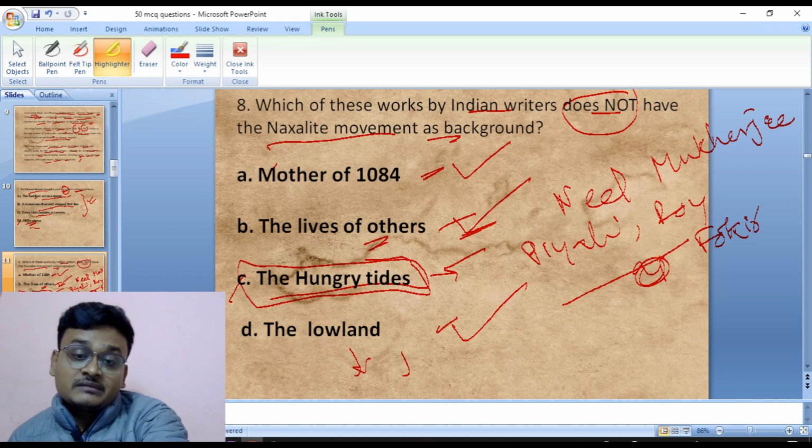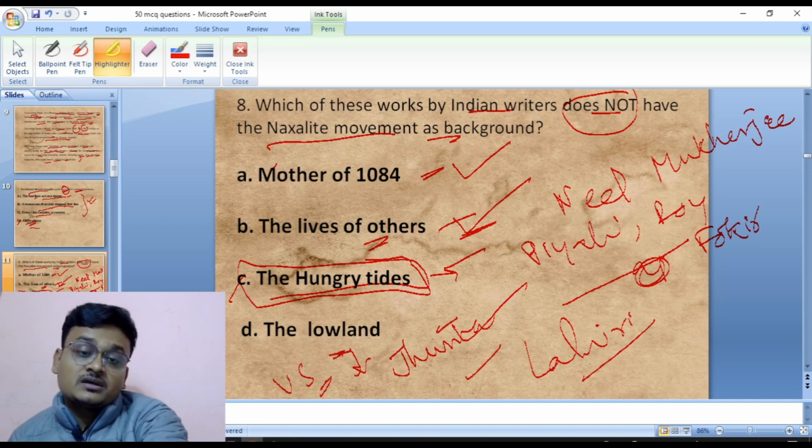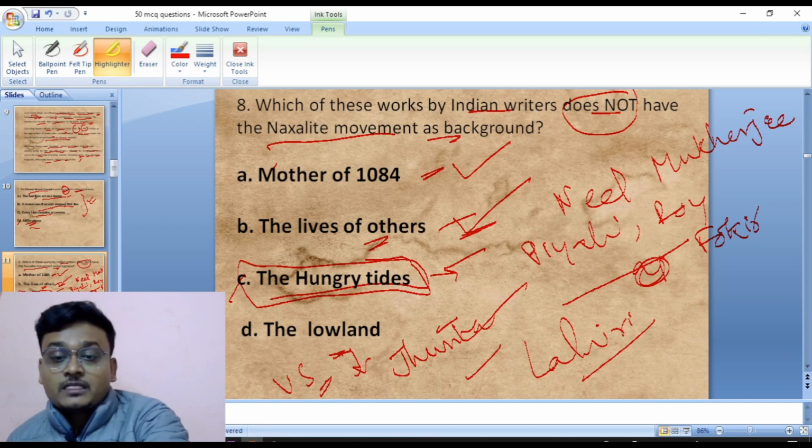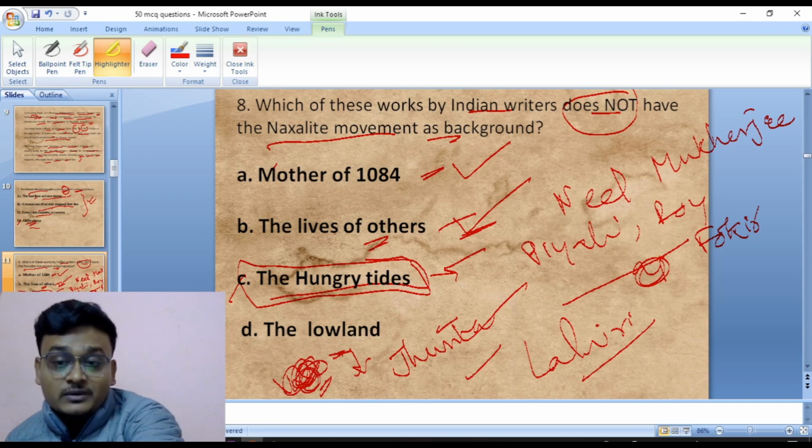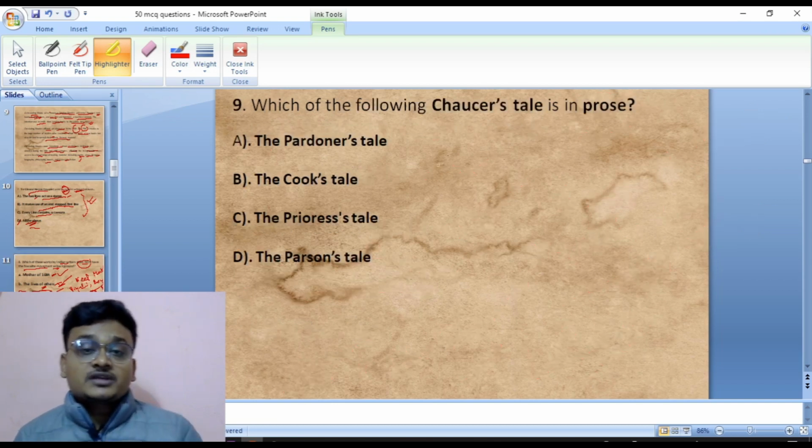The Lowland is written by Jhumpa Lahiri, and that was published in the USA. Okay, now move to the next question. No, sorry, it's not. Sorry, I will have to check it. The Lowland was written by Jhumpa Lahiri. Okay, now move to the next question.